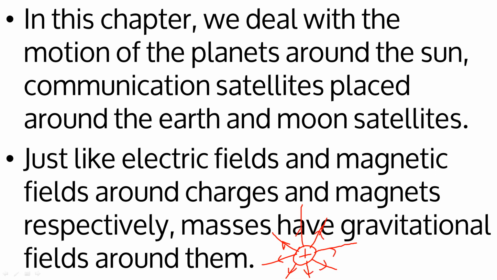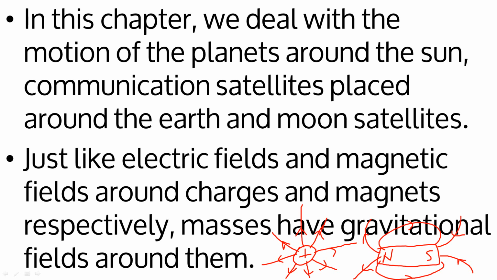Now, even if you have a magnet, and this is the north and this is the south, there will be a magnetic field around it. And the magnetic field lines run from north to south. You remember that? Okay. So we are saying even masses have gravitational fields around them.